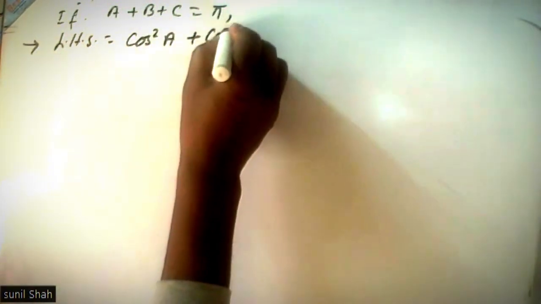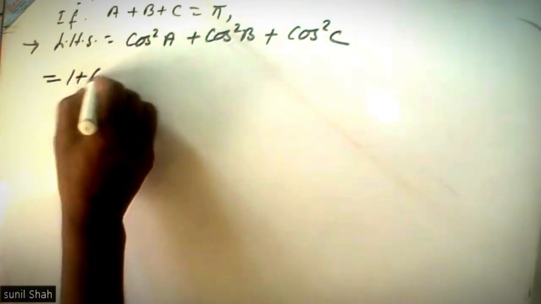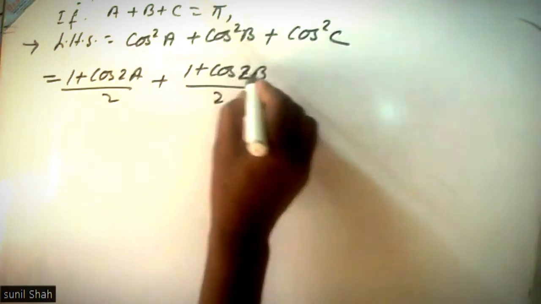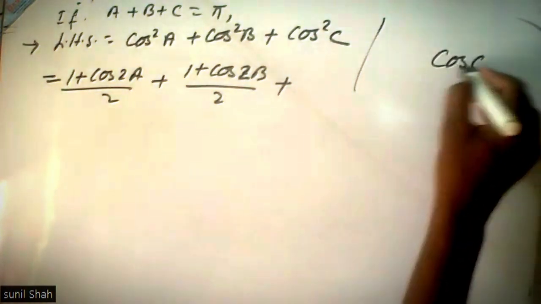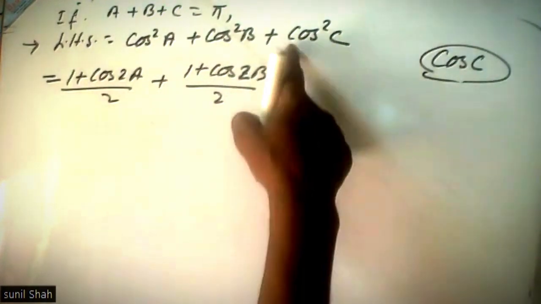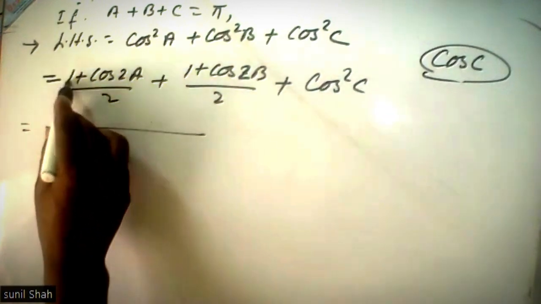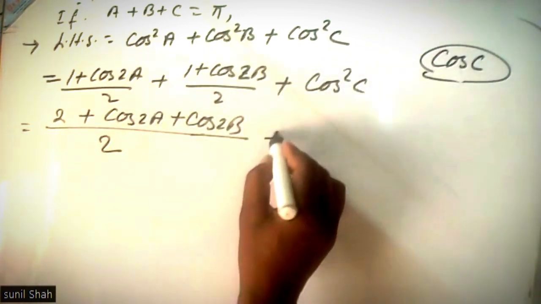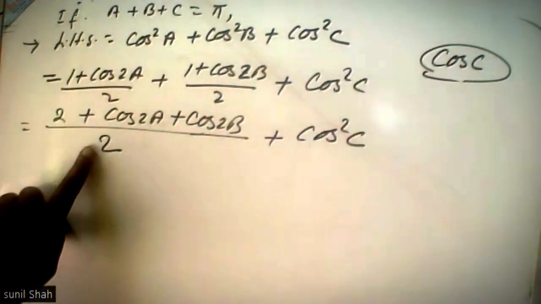LHS is cos square A plus cos square B plus cos square C. We convert this: cos square A is (1 plus cos 2A) by 2, cos square B is (1 plus cos 2B) by 2, and cos square C remains the same, since in the RHS we have cos C and we need to prove that, so we leave cos square C. Now taking the LCM of these two terms, we have (1 plus 1, which is 2, plus cos 2A plus cos 2B) by 2 plus cos square C.